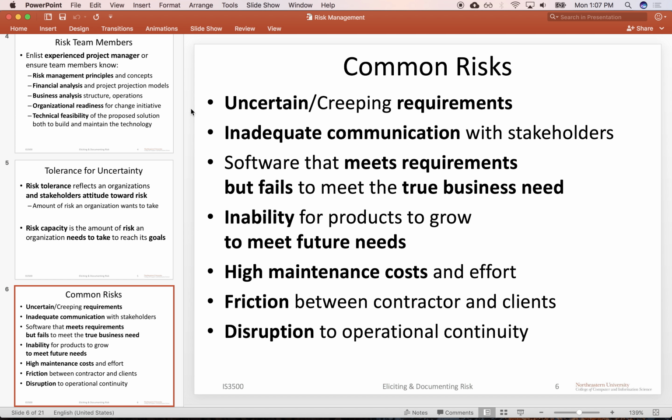There might be some legacy fiefdoms between the contractors and the clients, or even within the organization. There might be some folks that feel threatened by some of these changes, and they might be holding on to their way of thinking. And certainly there's going to be disruption, right? You are going to be in there, stealing time from folks that are actually running the business from day to day, right?